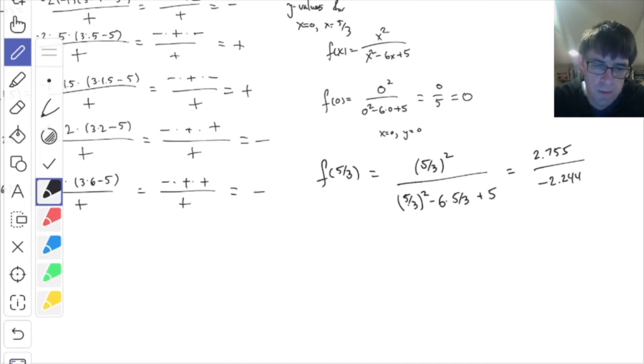So dividing 2.755 divided by negative, oops, no, I typed it in wrong. I don't use my calculator very often, so come on, man. 2.755 divided by 2.244. I'm not a calculator master here. I get 1.22. Anybody agree with me? Maybe, I don't know. This is the y value when x is 5/3, 1.22.